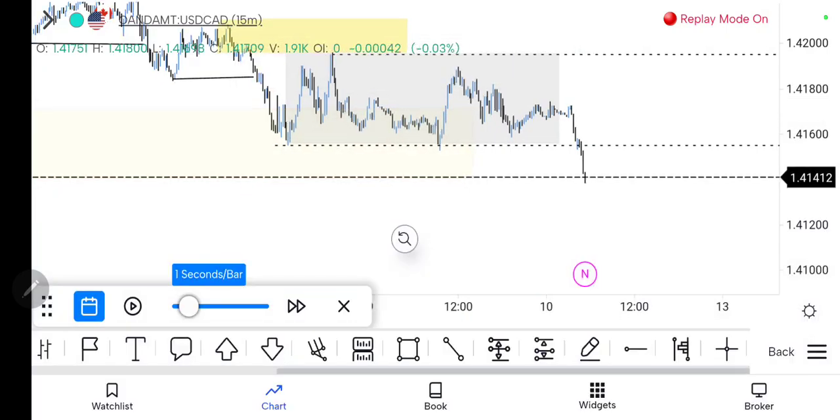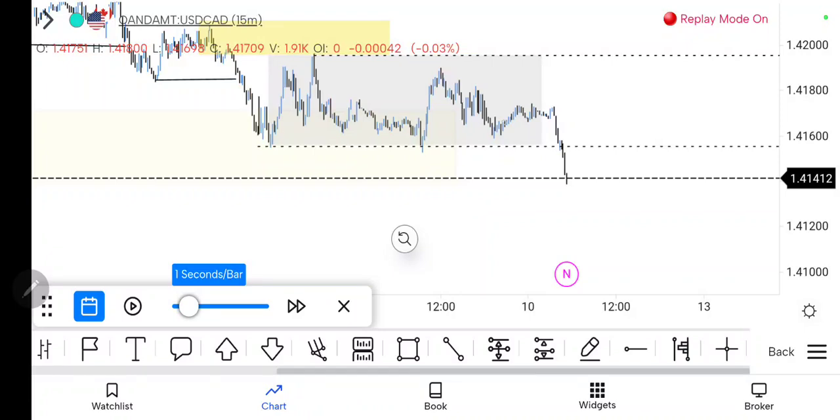Okay, so we had this consolidation right here, and then remember we said we're waiting for a break of structure below or above. So we have our break of structure below. This is our break of structure right here, and I told you we want a body close. So here we have a body close below the level that has broken structure. So here you have our BOS.